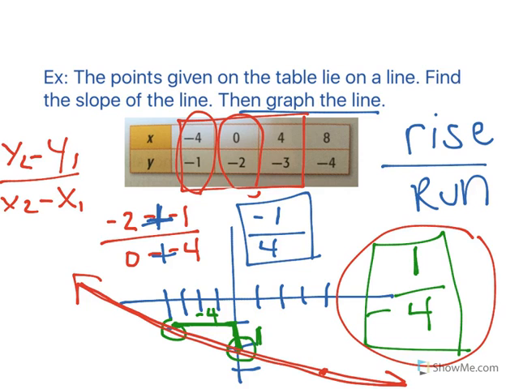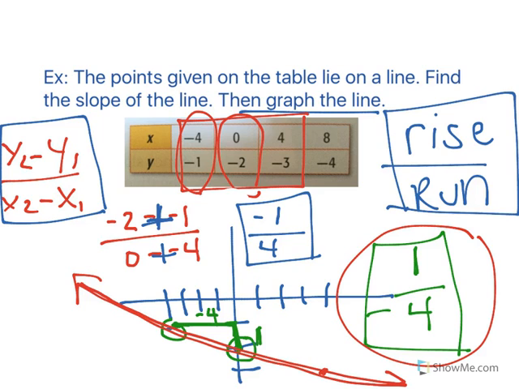So again, I get the exact same answer. It doesn't matter where that negative is, it's still the same. So whatever one you want to do, if you want to do y2 minus y1 over x2 minus x1 or rise over run, it's totally up to you.